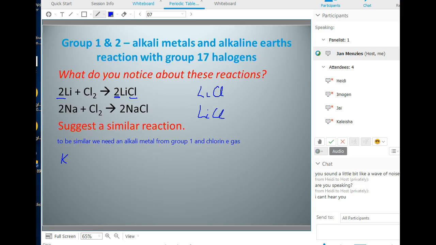So potassium is K. And we're going to add it to chlorine gas. So Cl2. So I'm matching the Cl2. And if I'm going to follow the pattern, I probably need 2 potassiums. And then the product is going to be potassium chloride. And if I'm going to follow the pattern, I'm going to need 2 of them. Can I have a tick? Can you see how I've matched the pattern?